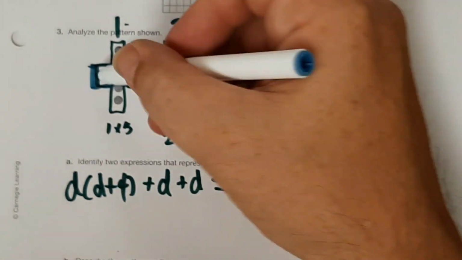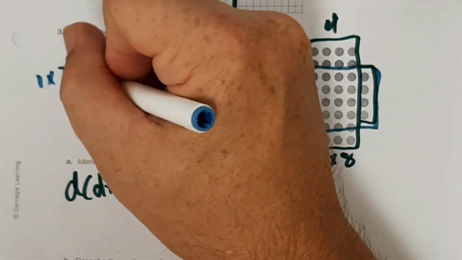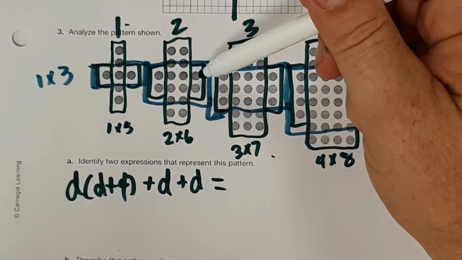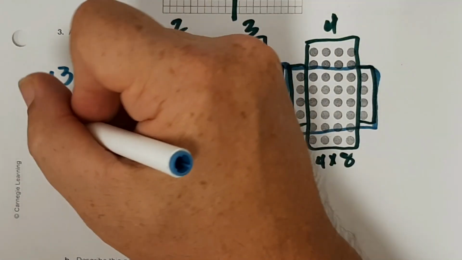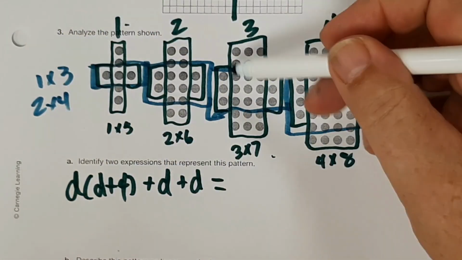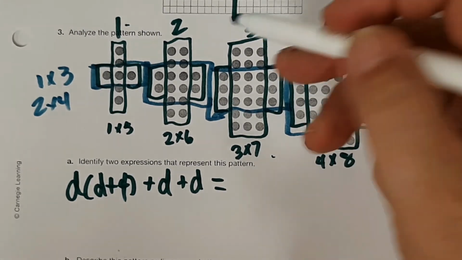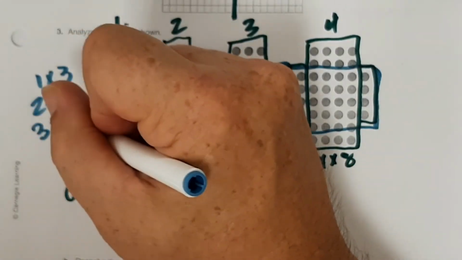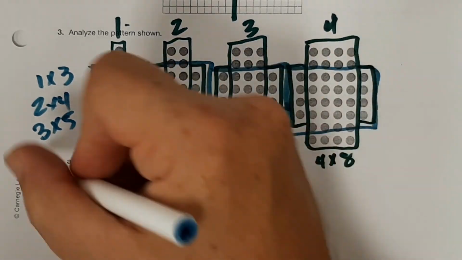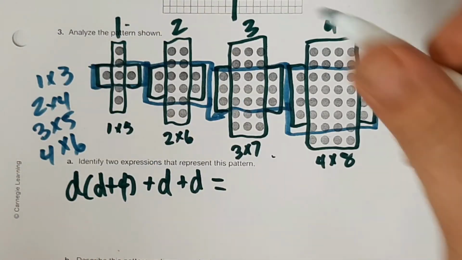So now in the blue, still here I have a 1 by 3. Here I have a 2 by 4. Here I have 3 by 5, and here I have 4 by 6. So that's a little bit different pattern.